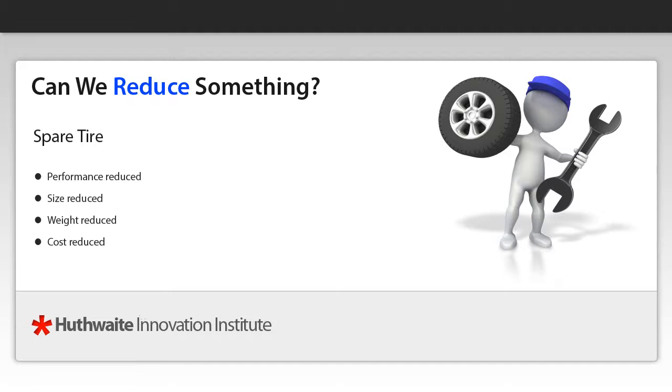They shrunk the spare tire. They repurposed it. The performance was intentionally reduced. Size was reduced, meaning less space and less weight. The cost was reduced to half of that of the full performance tire.